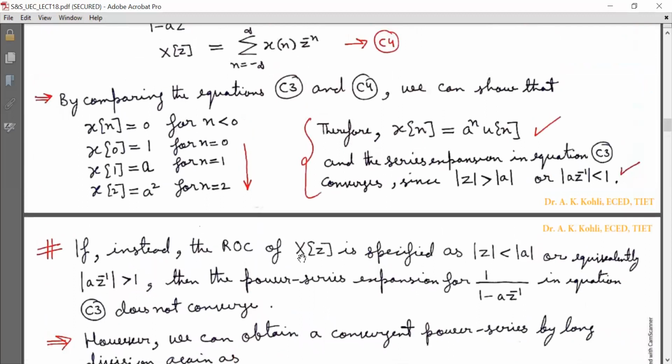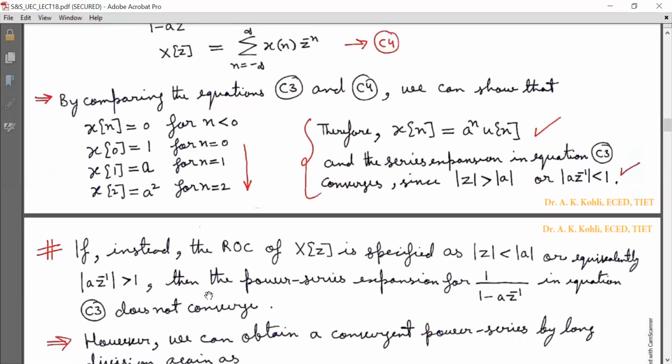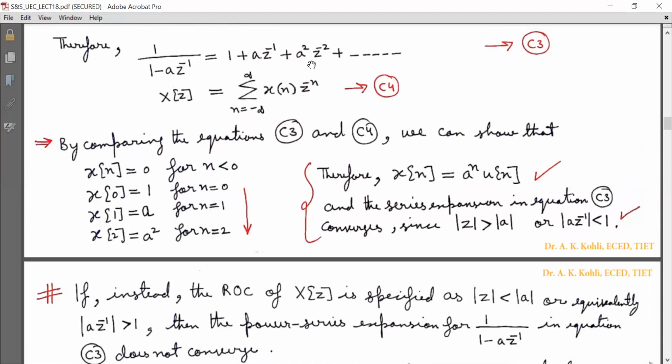Now, if instead the ROC of X(z) is specified as magnitude z less than a, or equivalently magnitude a z inverse greater than 1, then the power series expansion for 1 by 1 minus a z inverse in equation C3 does not converge. Now look at equation C3.